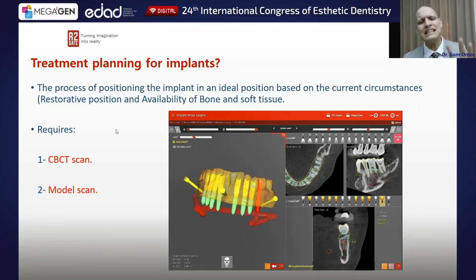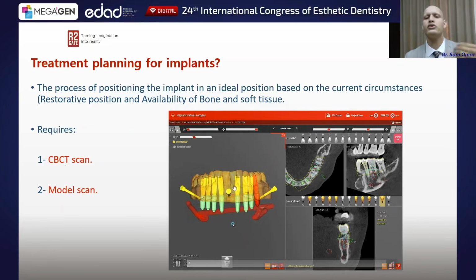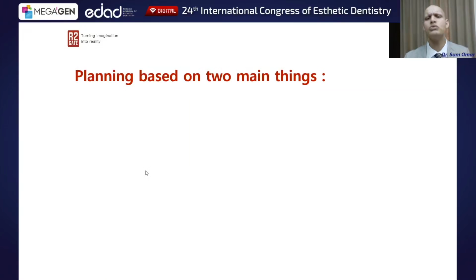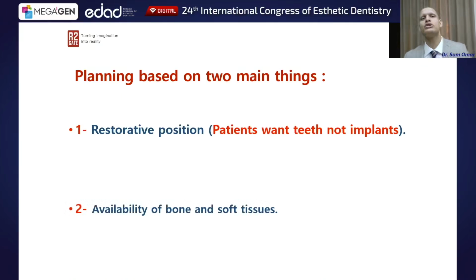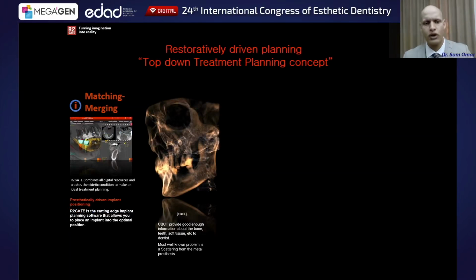What you need from R2Gate is to get this particular information. You always need that input. You need the CBCT scan and a model scan to start your treatment plan. Now that we've gathered this information, we start to do our treatment plan. We always plan based, number 1, on the restorative position, because remember, patients want teeth and not implants. And number 2, we plan based on the availability of bone and soft tissue as well. So let's talk about restoratively driven planning and how we do top-down treatment planning using the R2Gate software.